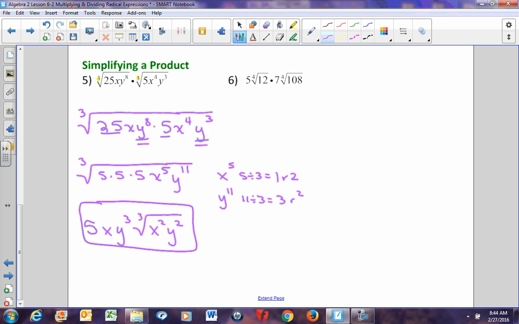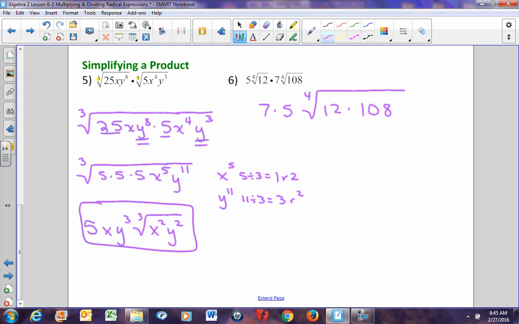Let's look at number 6. Now, if you look at number 6, we have numbers on the outside as well, so don't forget that those are already there, and we need to take care of those. Okay, so I basically have 7 times 5, 4th roots of 12 times 108.